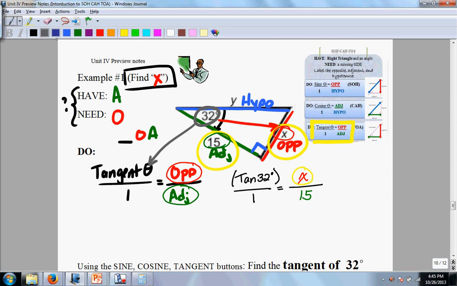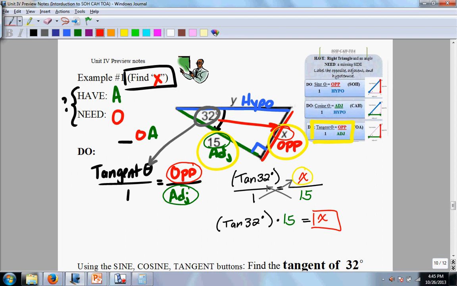We're going to start by cross multiplying. Our next line reads like this. Parentheses, tangent 32 degrees. Remember, that's not 32, it's tan 32. Please keep parentheses around that. Times 15 equals 1 times x, which is basically x. Okay, x is by itself.